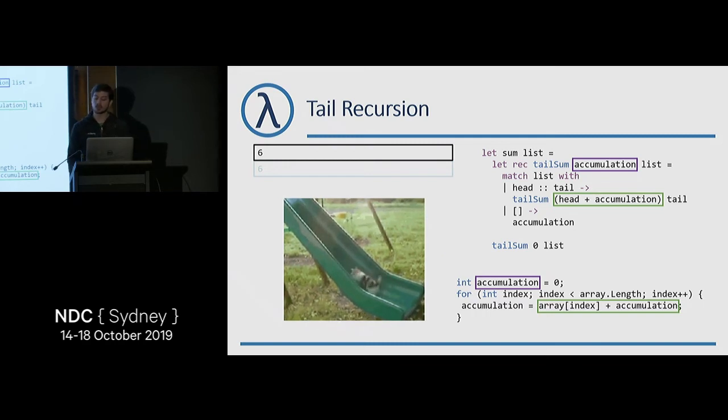In the mutable version, we're storing our accumulation state in a mutable variable, and we mutate it on each loop iteration. In the immutable tail recursive version, we're also accumulating state, but we're passing that state forward into the next function call rather than mutating it in place.